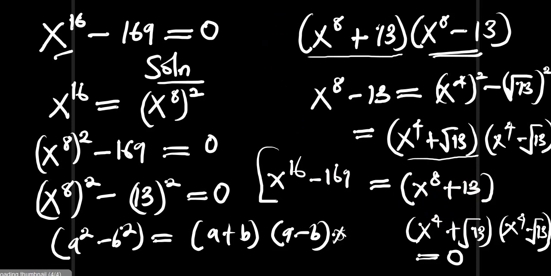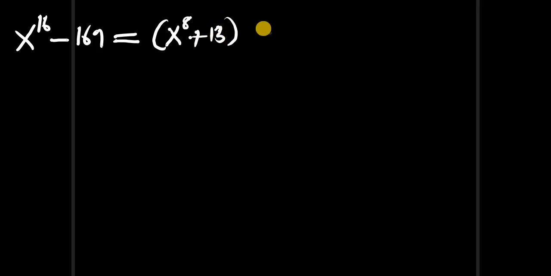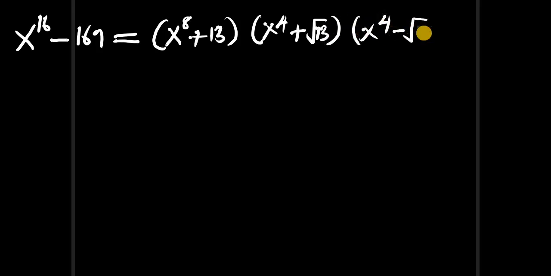Let me just copy everything here. We have x to the power of 16 minus 169 is simply equal to x to the power of 8 plus 13 times x power 4 plus root of 13, then x power 4 minus root of 13, and this is equal to 0. So let's start by equating each of these to 0. We have x power 8 plus 13 equal to 0.